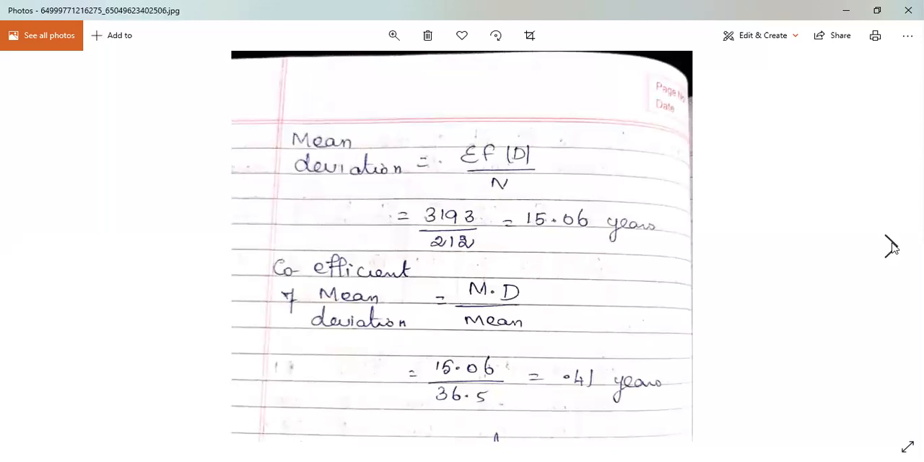Mean deviation formula is sigma FD by N. 3193 by 212, so that is 15.06 years. Class interval is given in age in years. Coefficient of mean deviation is mean deviation by mean. In this case, use the actual mean. 15.06 by 36.5 equals 0.41 years.